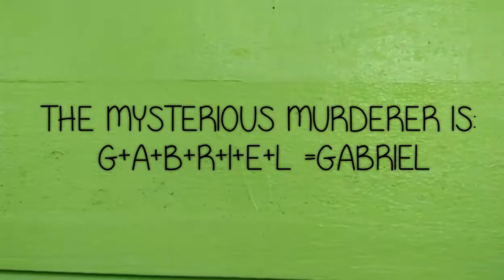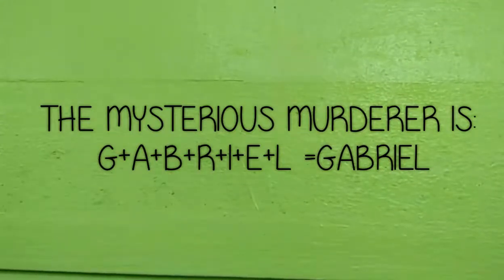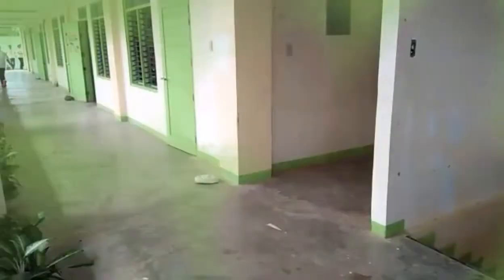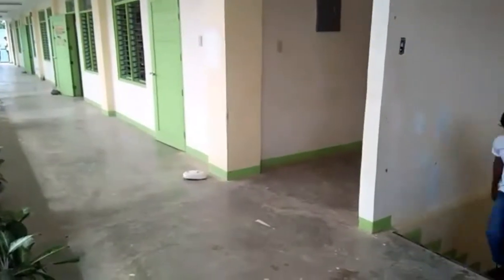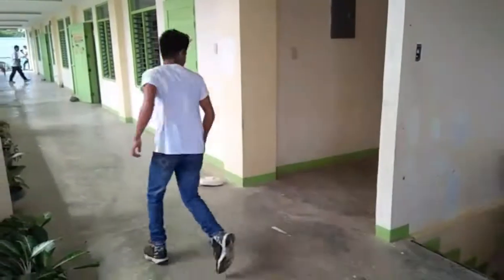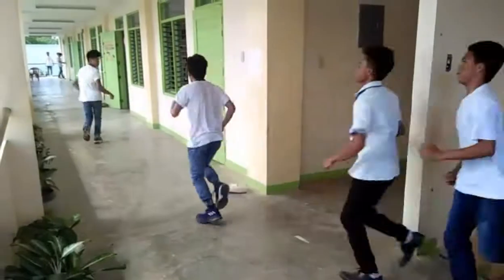Now that we know that Gabriel is the mysterious murderer, Dagol, Errol, Francis, Hans, Istoy, and Joe will be able to catch him and put him in jail for killing his friends.